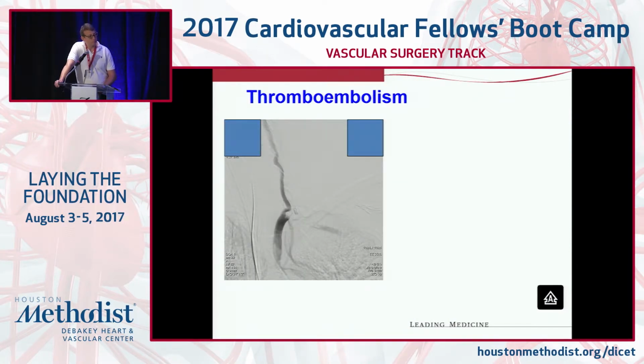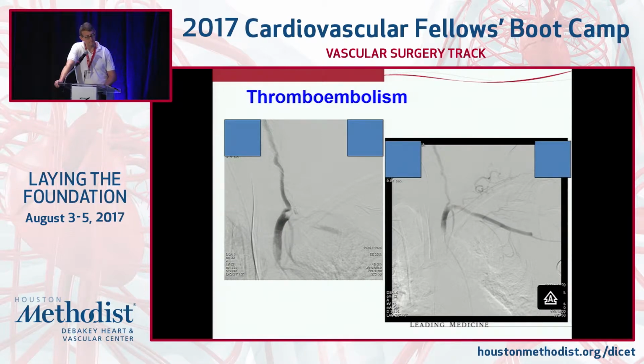So thromboembolism, here's an example of this where you see this sort of thrombus in the subclavian artery just distal to the vertebral artery. You can imagine that that's quite a bit of stroke risk, posterior circulation stroke risk, in addition to a risk to the arm.